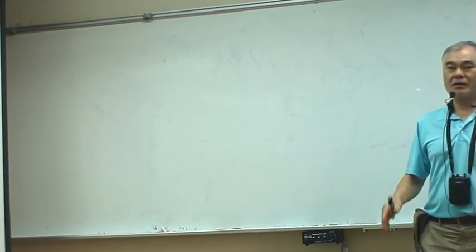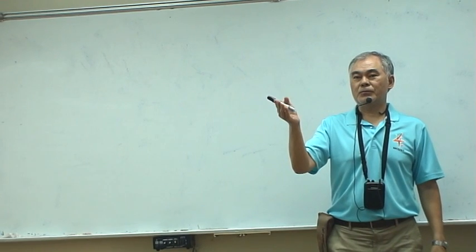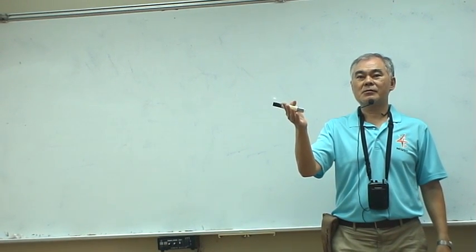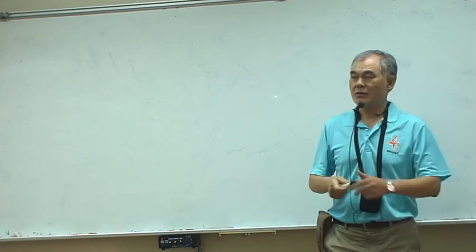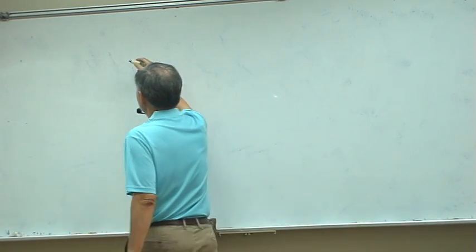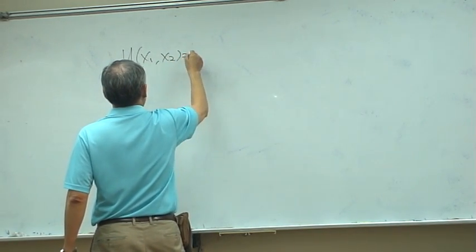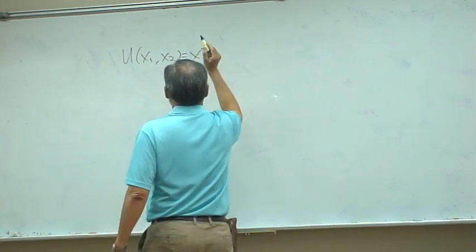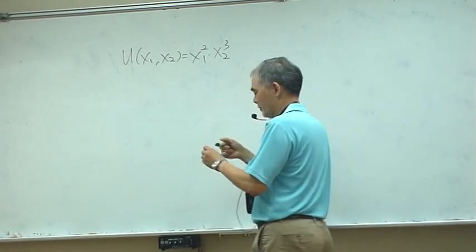Let's have a discussion on a utility function and talk about, if you are given a utility function, how to derive the proportion of income spent on certain goods. So it looks like this, if you remember that. U(x1, x2) is equal to x1 to the 2's power and x2 to the 3's power.